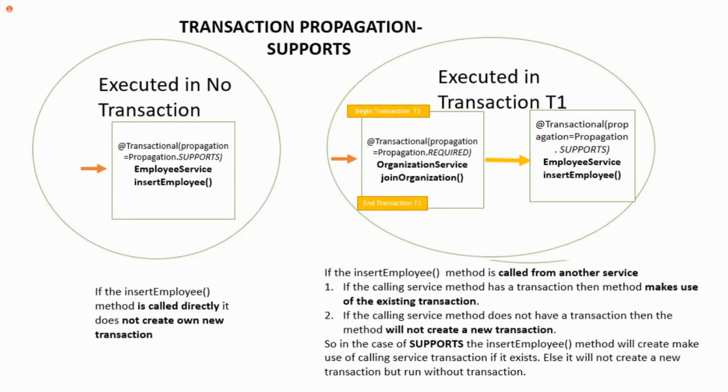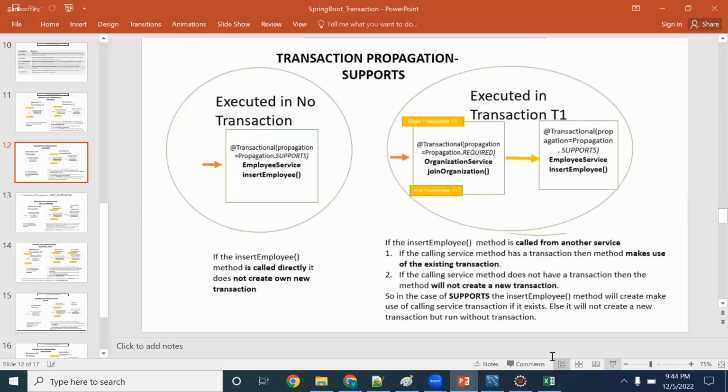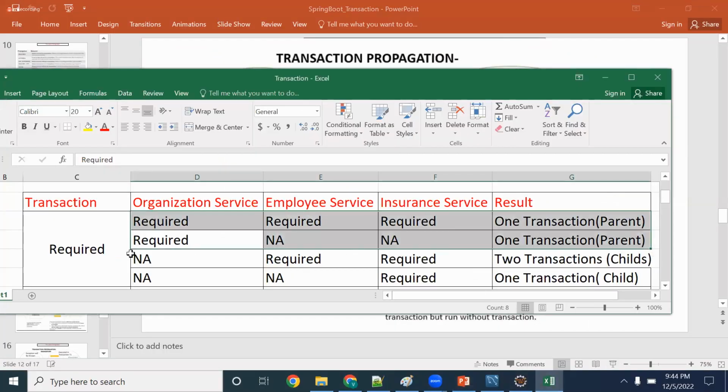Employee will take care of its own transaction. Insurance will take care of its own transaction. And there will be no central point. So what exactly is supports? As long as my parent service is up, it uses it. If the parent service is not up, what is the difference here? In the previous example, I'm not writing any transaction at the parent. I'm writing required here. Employee will have its own transaction.